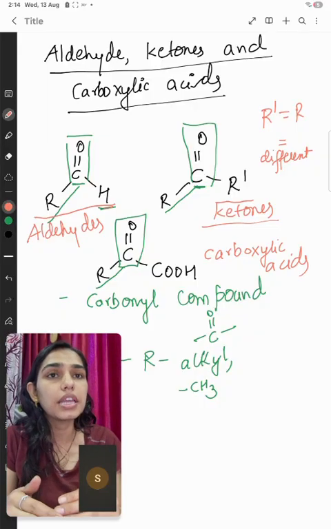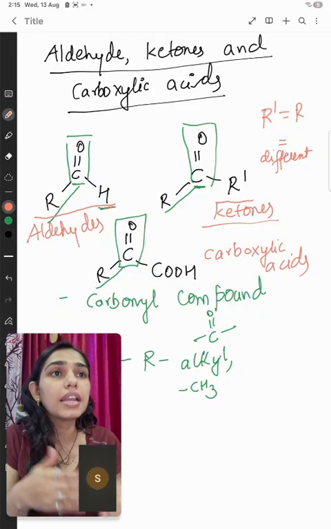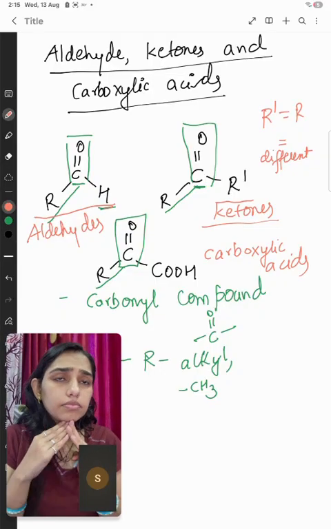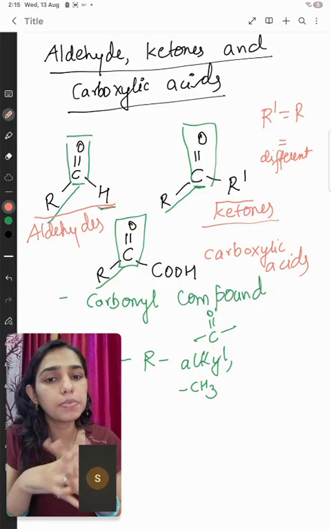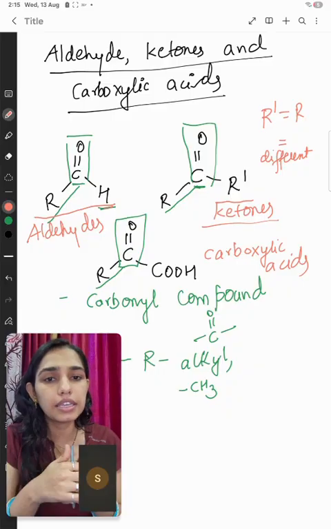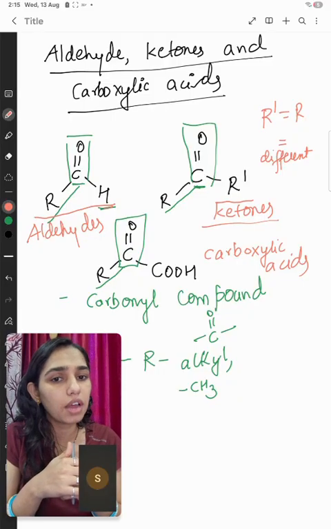So this is the name of the chapter, that's aldehydes, ketones and carboxylic acids. Now the question comes, ma'am, are there only these three categories of organic compounds which have carbonyl groups?